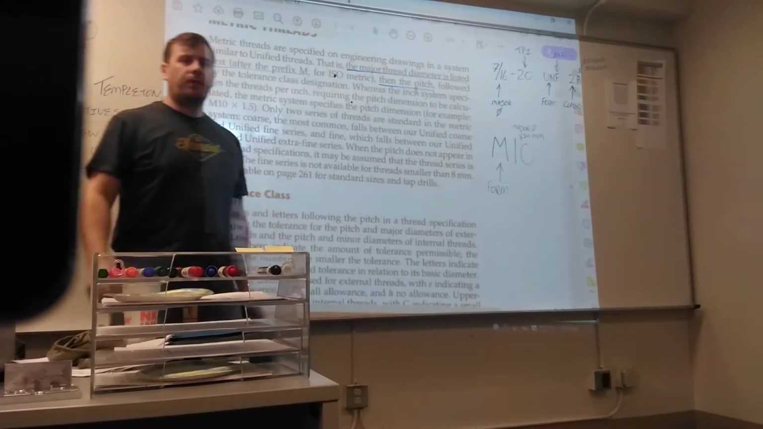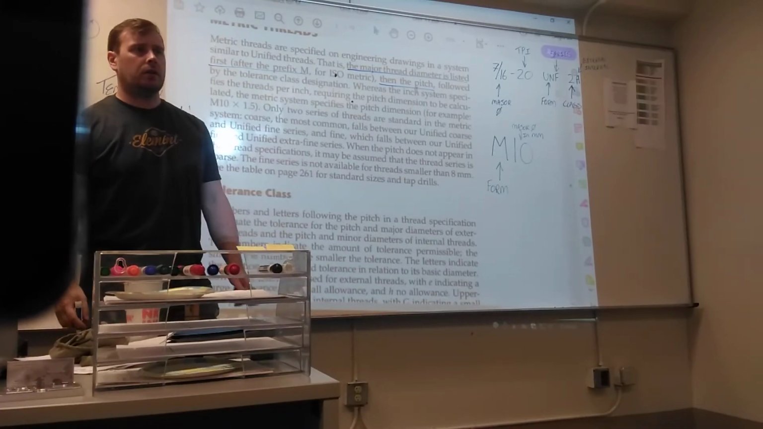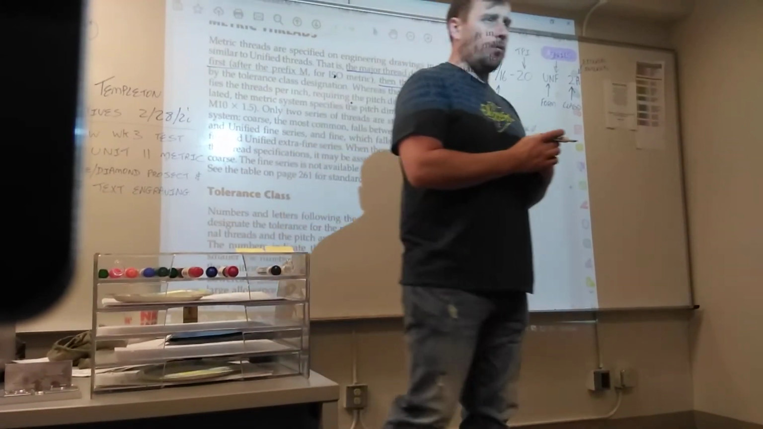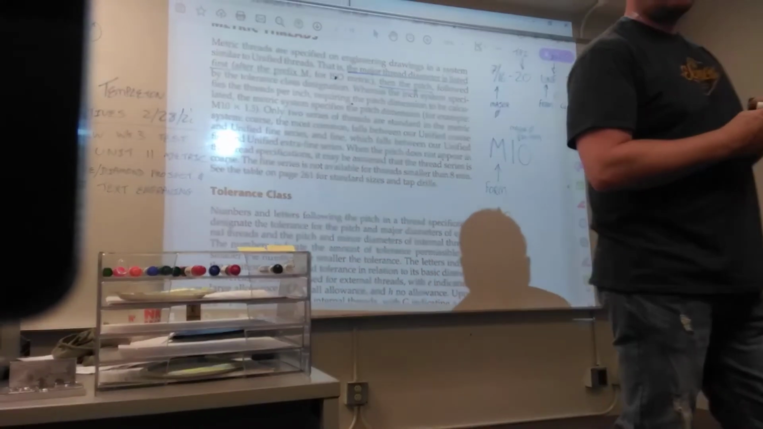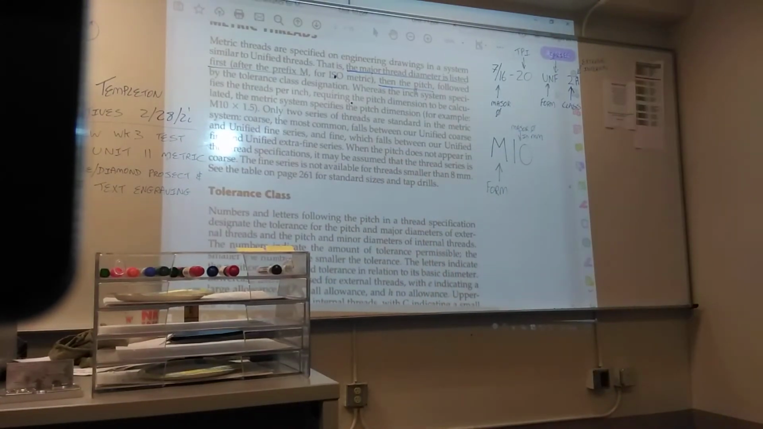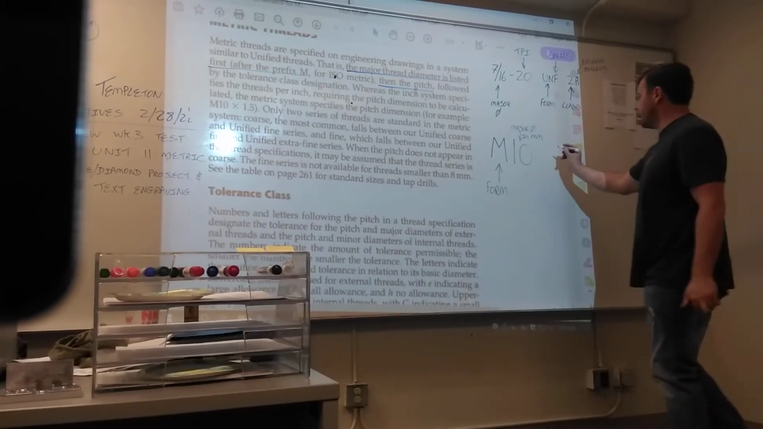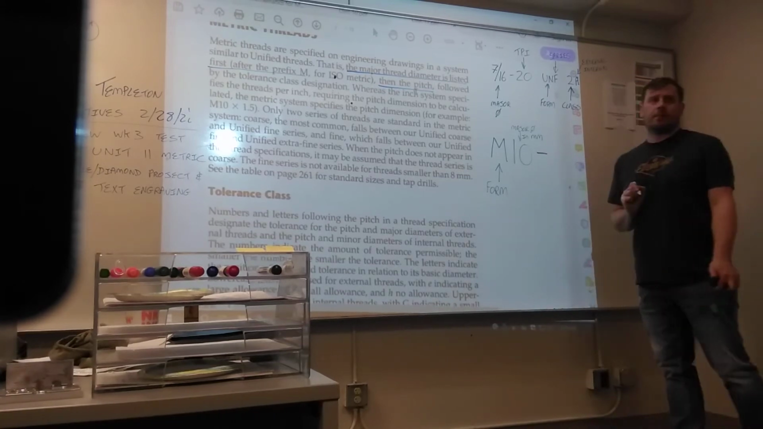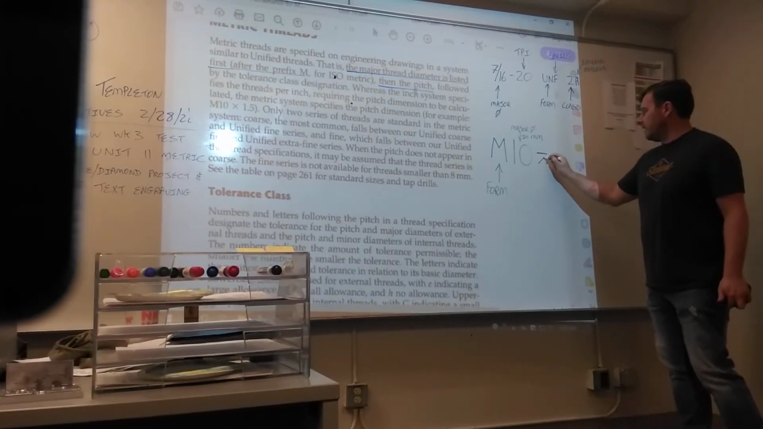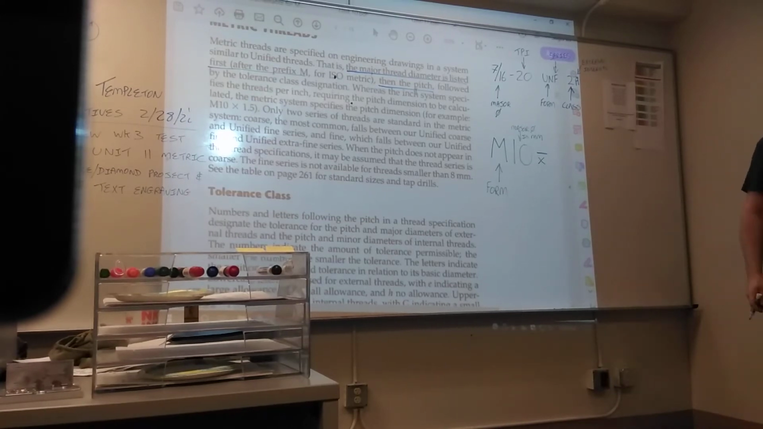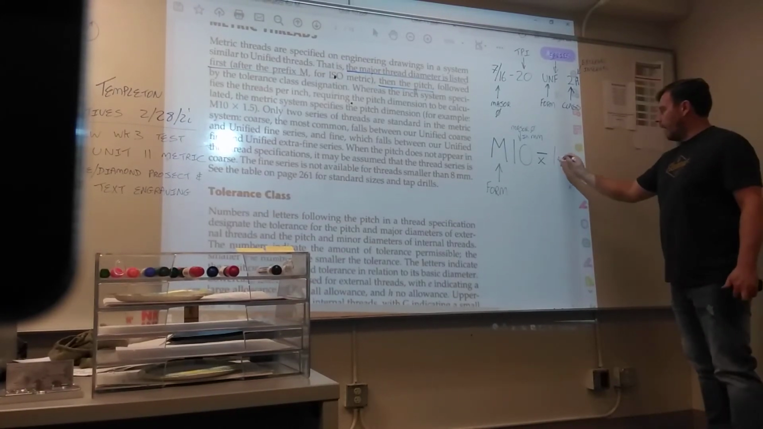Then you have the pitch. You can't have threads per inch in the metric system. Why? The units of measure aren't. We're not using inches anymore, we're using millimeters. So you can't have TPI. So they use pitch, and you might see a dash, or you might see a multiply sign, followed by the pitch.